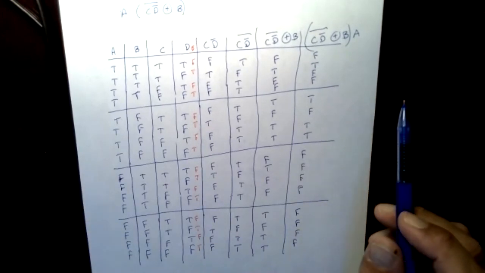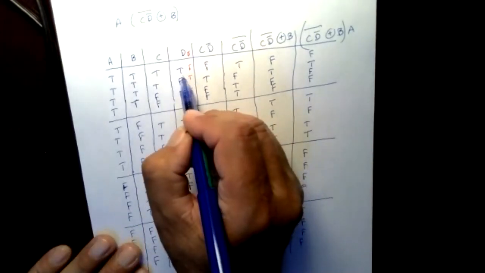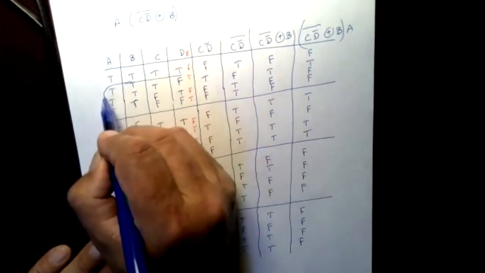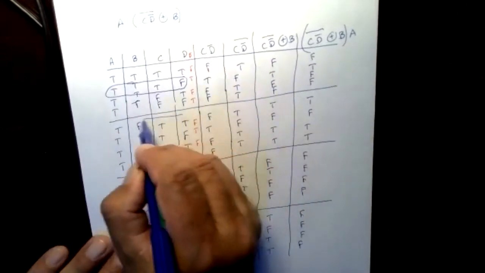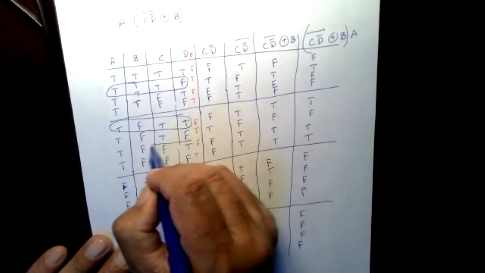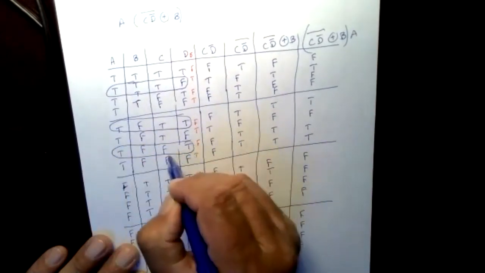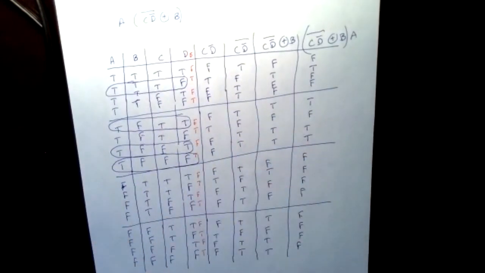So if I go back to the question, it says find all four tuples that make it true. Here's one. True, true, true, true, false. Here's two. True, false, true, true. Here's three. And here's four. Anybody get anything different? Did I mess up? Digna, did I mess up? Anybody? It is correct. I think so. Okay.